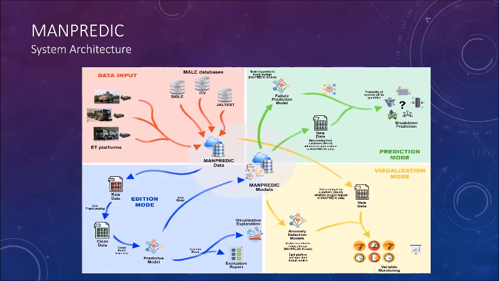To perform all of these operations, ManPredict includes two information subsystems. The first one, ManPredict Data, is a huge database that stores all the information necessary to build predictive and prescriptive models. And the second, called ManPredict Models, is a database that can be used in prediction mode to select the model to use in predictions and also supports experimentation to statistically compare the predictive models.